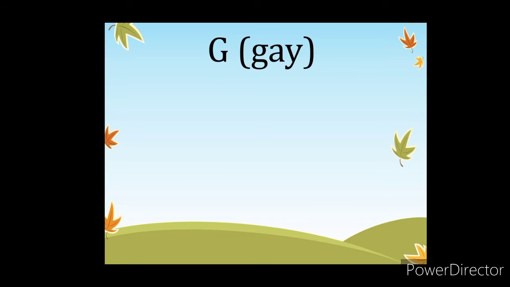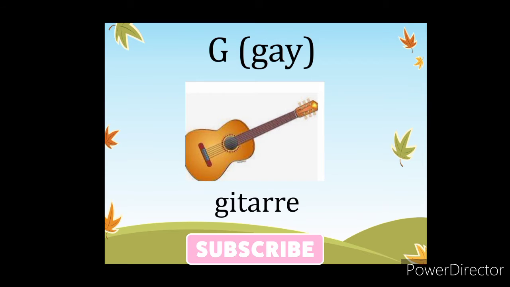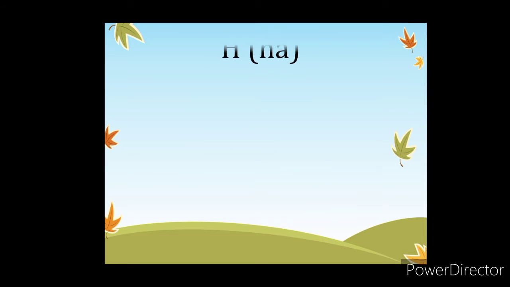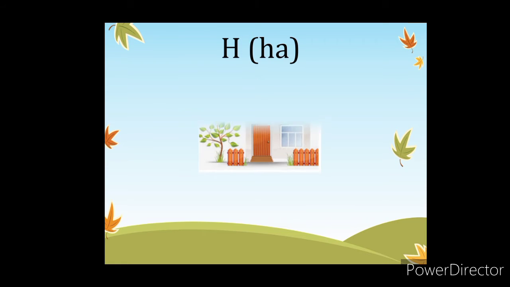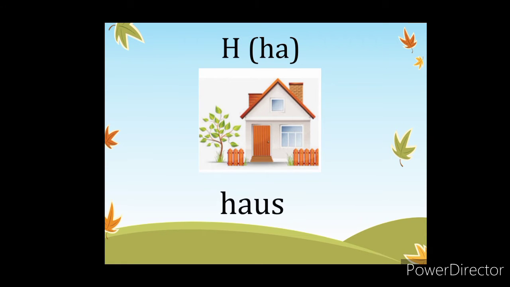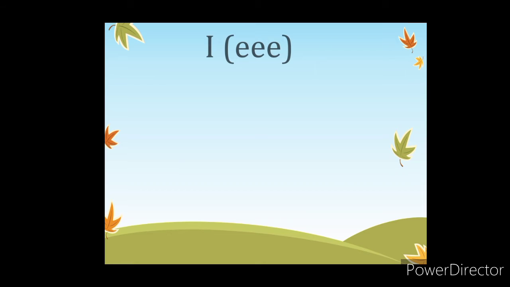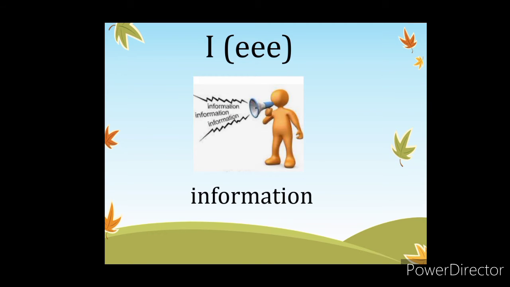Letter G sounds gay, Gitarre. Letter H sounds ha, Haus, house. Letter I sounds E, Information means information.